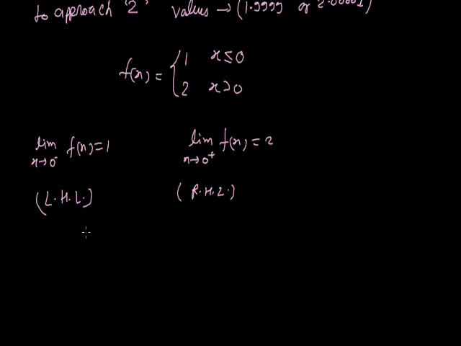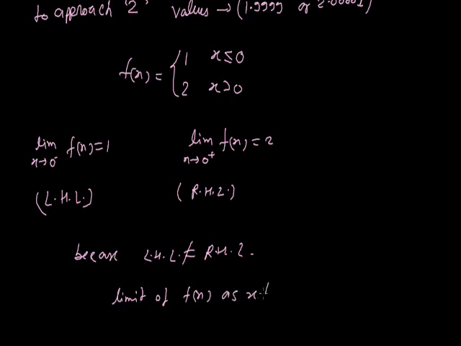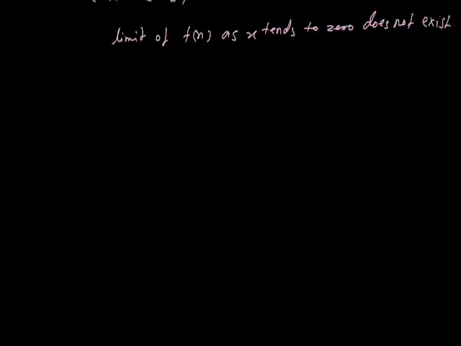Now in the above case, the right hand and left hand limits are different, and hence we can say that the limit of f(x) as x tends to 0 does not exist, because LHL is not equal to RHL. Now we can take an example for this.